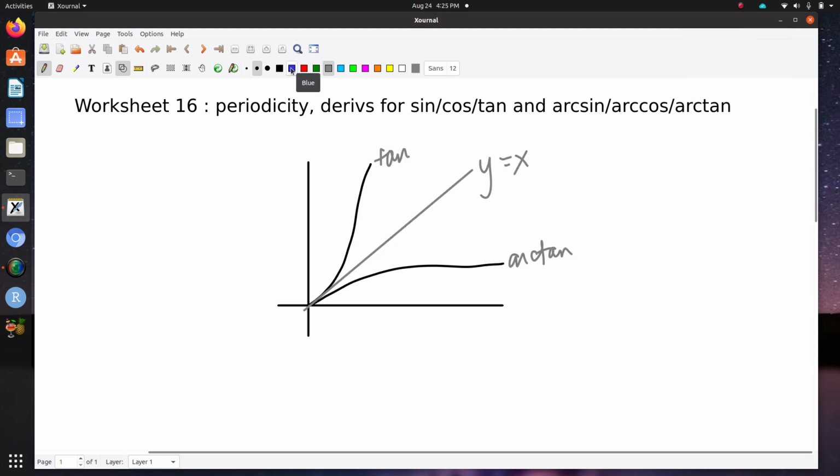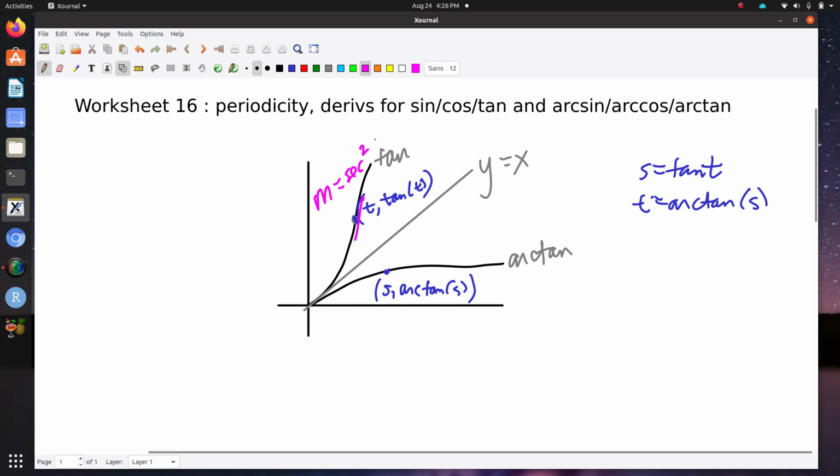Okay, so we're going to put a point over here and call it t comma tangent of t. And so there's a point over here called s comma arc tan of s. But we know s is tan of t and t is arc tan of s. Since we know the derivative of tangent is secant squared, then the slope of this guy here must be 1 over secant squared.